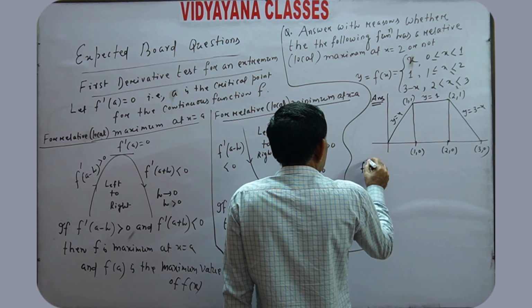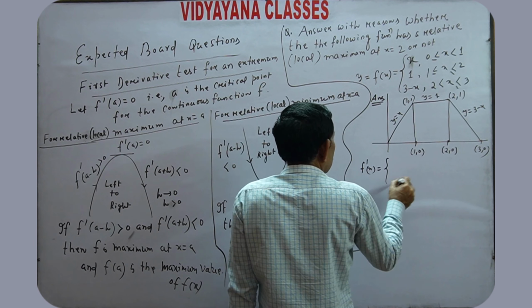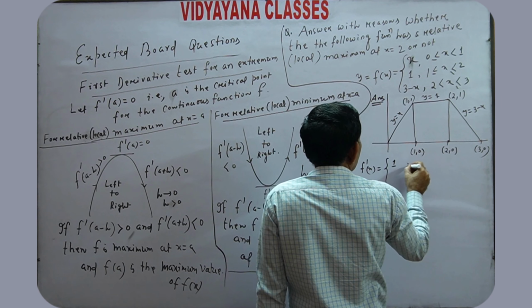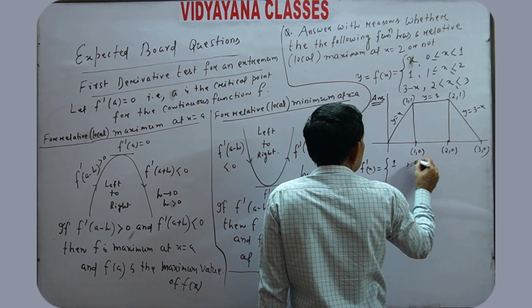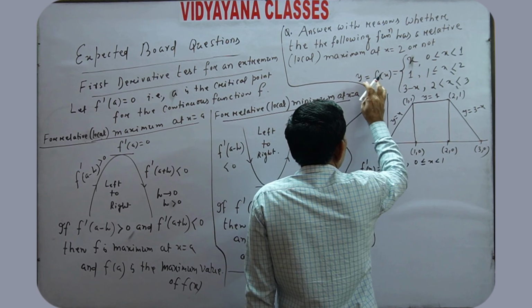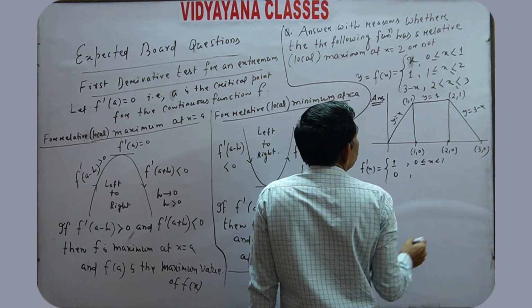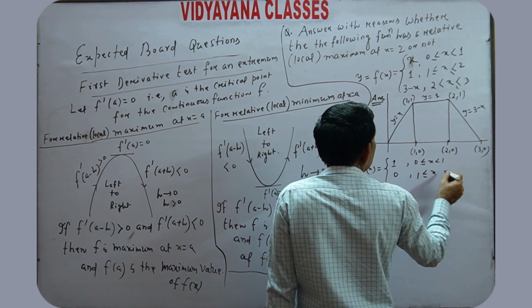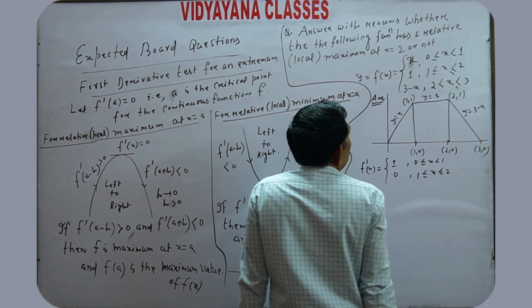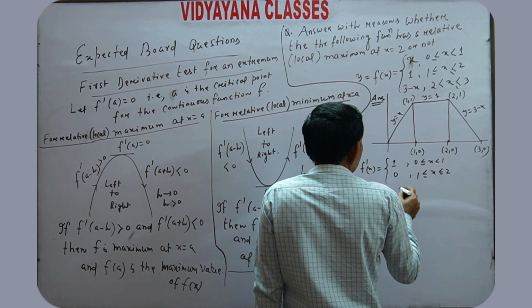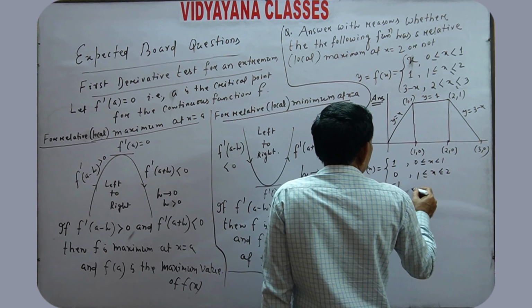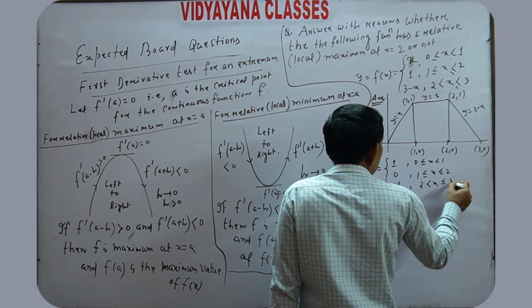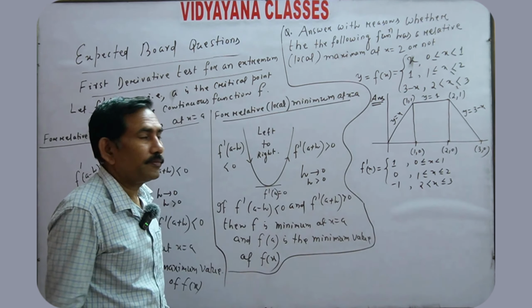f'(x): the derivative of x is 1 when 0 ≤ x < 1. The derivative of 1 is 0 when 1 ≤ x ≤ 2, and −1 when 2 < x ≤ 3. Clear?